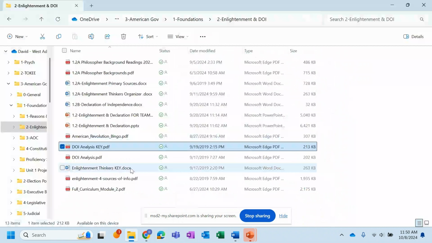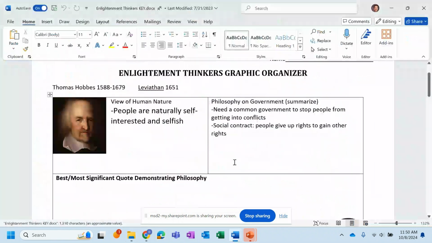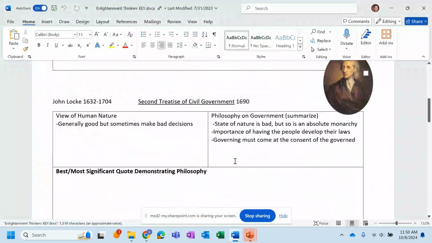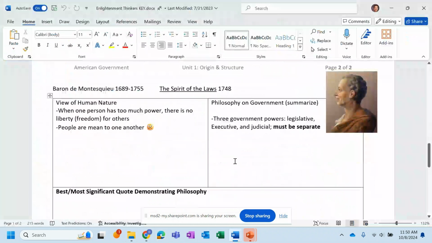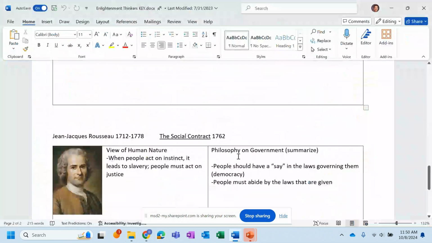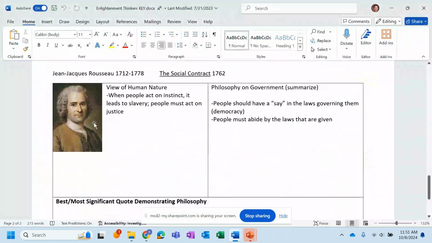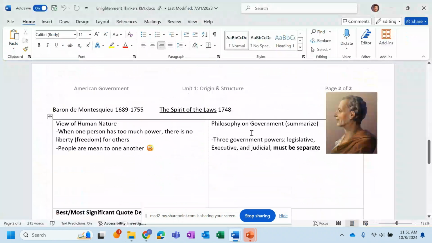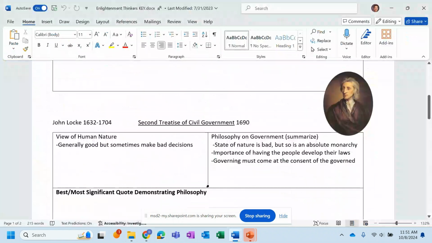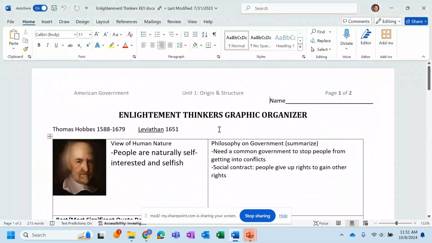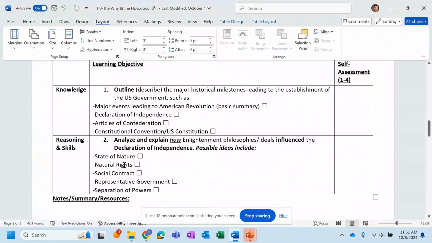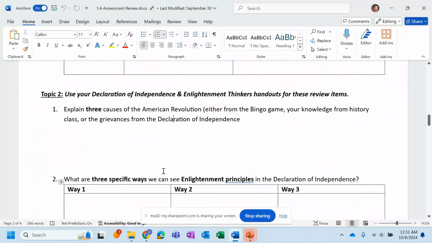We also did the Enlightenment thinkers. There were four: Hobbes, Locke, Montesquieu and Rousseau. They were all interested in different things. Representative government for Rousseau, separation of powers for Montesquieu. We had natural rights, social contract, and state of nature for John Locke, and then social contract and state of nature for Hobbes as well. So looking over that and then thinking about how we see those in the Declaration of Independence. Let's take a look at the questions, though, to make sure that I'm answering those.